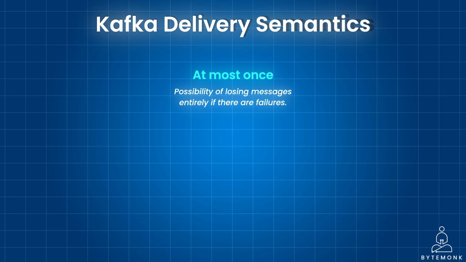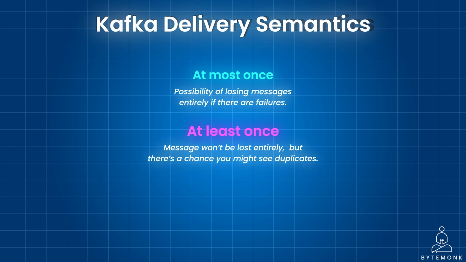At most once might be okay here, as losing a few seen events is likely not a big deal. At least once delivery is the most commonly used option in Kafka. It offers a strong guarantee. A message will be delivered one or more times to its consumers. This means you can be sure your messages won't be lost entirely, but there's a chance you might see duplicates.